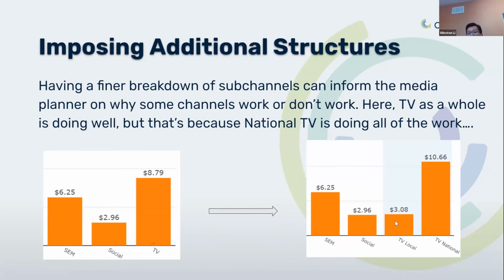It's only giving you a $3 return, whereas TV national is giving you a $10.66 return. So the fact that TV is giving you an $8 return is really an illusion, because it's the average of 2 things, and actually one is not very good and one is very good. So what you really want is to spend less money on local TV and spend more money in national TV, and that's how you drive that number even higher.